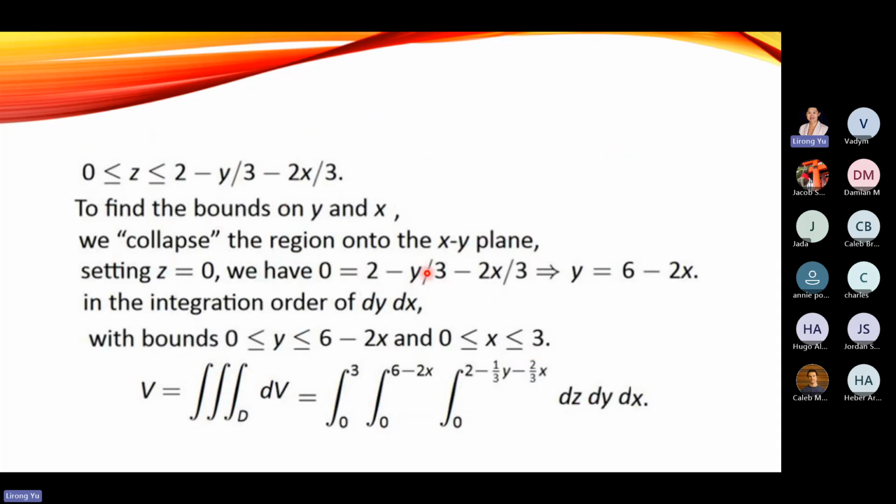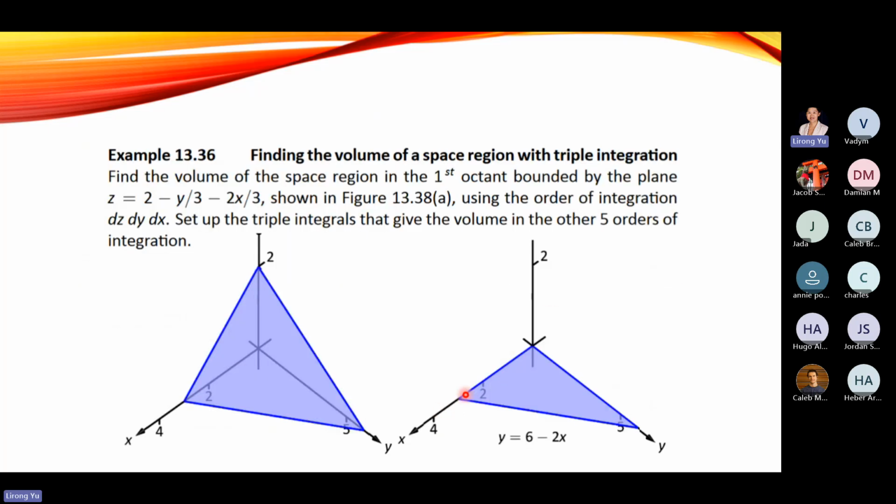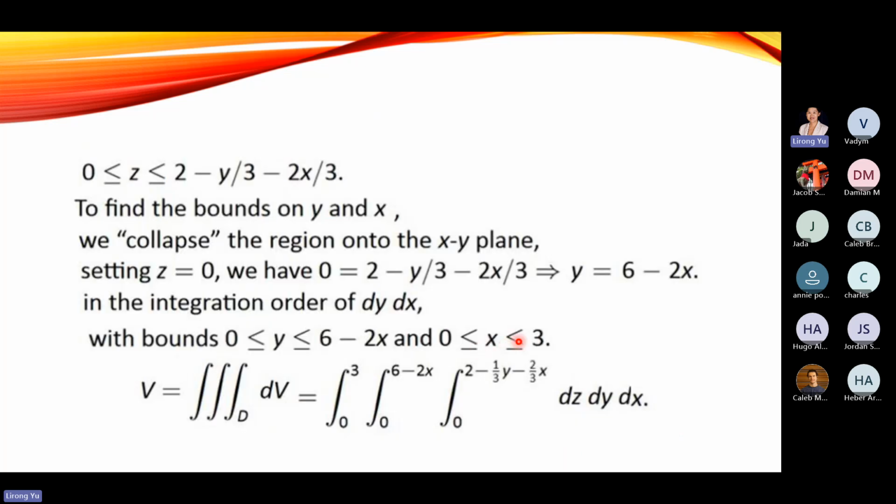So this equation with z equal to 0 is y equal to 6 minus 2x. From that you can find out x equal to 3 is the x intercept. So 0 to 3 is the boundary for x. And then for the y, the dy, we have the y formula, y equal to 6 minus 2x.